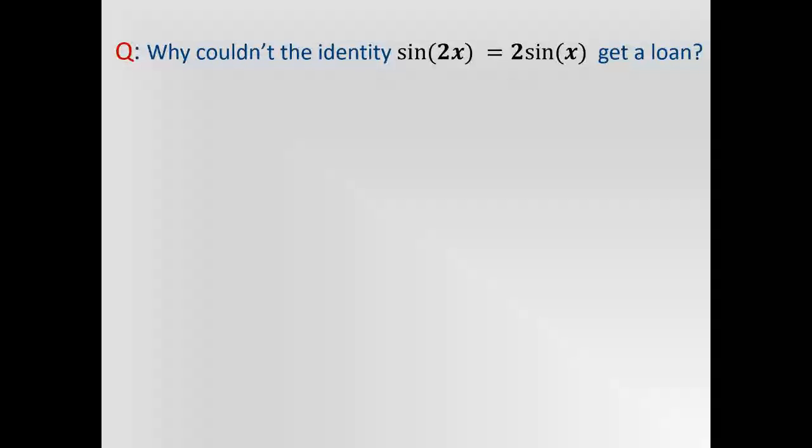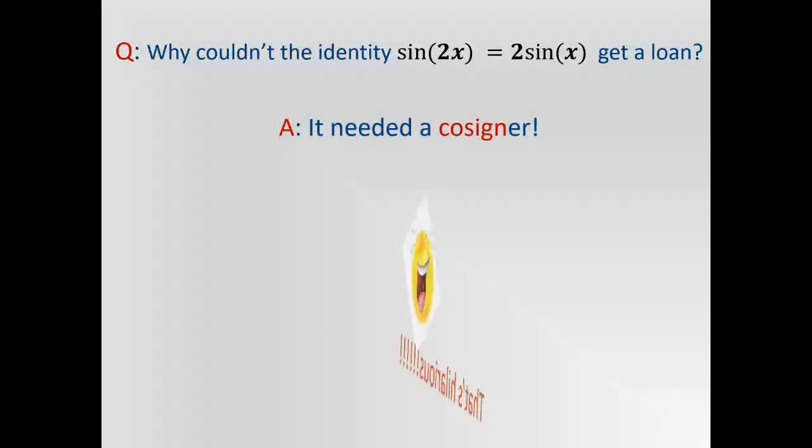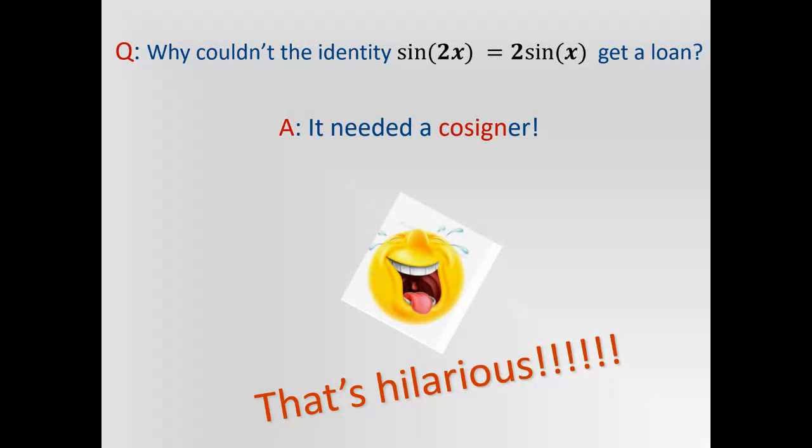Think about what we just talked about. It needed a cosigner, right? Get it? It needs a cosine. It needed a cosigner. Amazing.